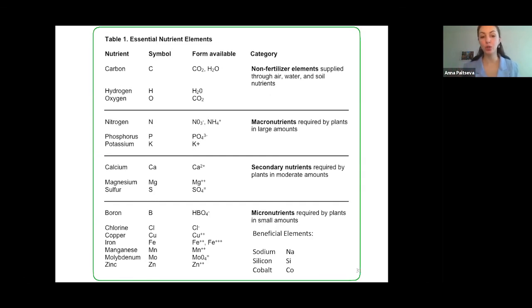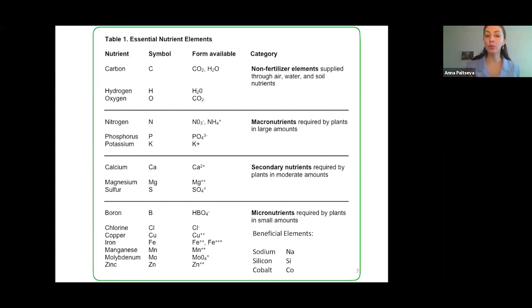Micronutrients: boron, chlorine, copper, iron, manganese, molybdenum, zinc, sometimes nickel is added, but sometimes not. Those are elements that are required in small amounts by plants. And they are just as important as macronutrients, but they need to be in small amounts. Otherwise, they become toxic. They very quickly can become toxic. Some other elements that plants may need are sodium, silicon, and cobalt. Some plants need them, not most plants, and those are called beneficial elements.